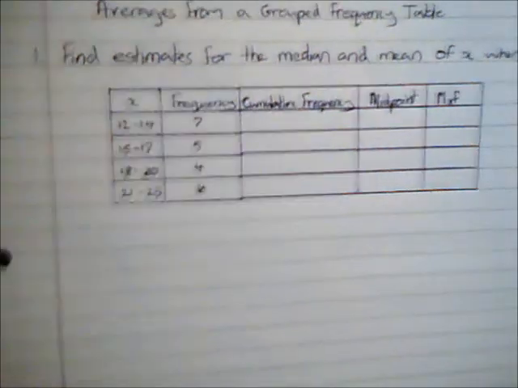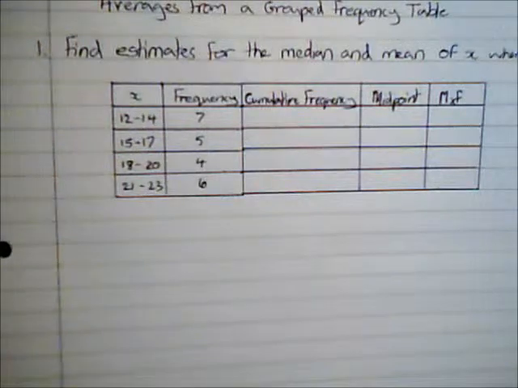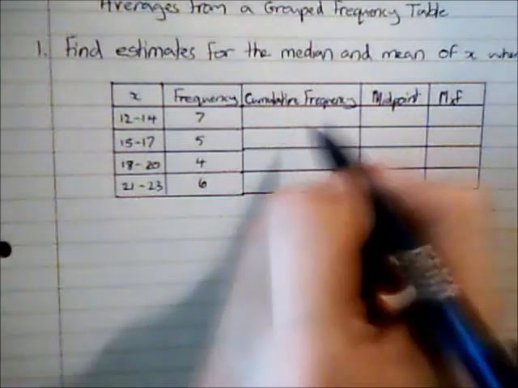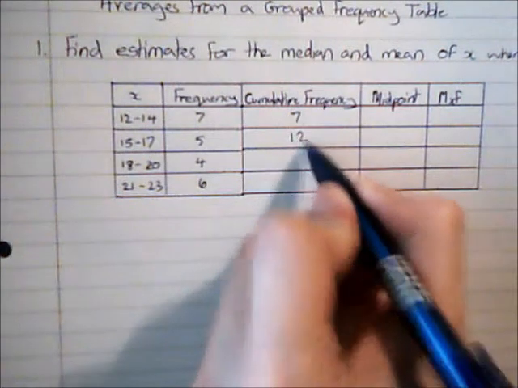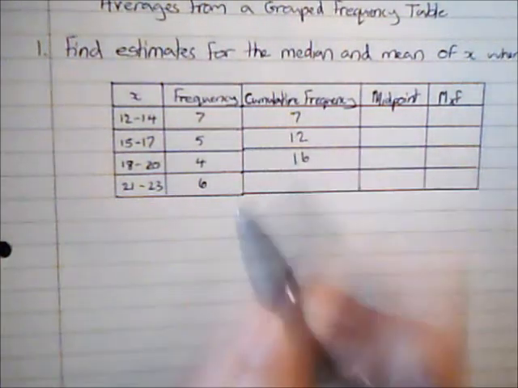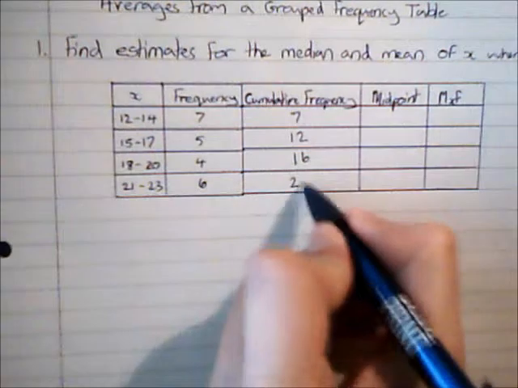Okay, so the cumulative frequency column, I'm just going to add up the values as I go down. So 7, and then the next one is adding the 5, which is 12, then adding the 4, which is 16, and finally adding the 6, which is 22.